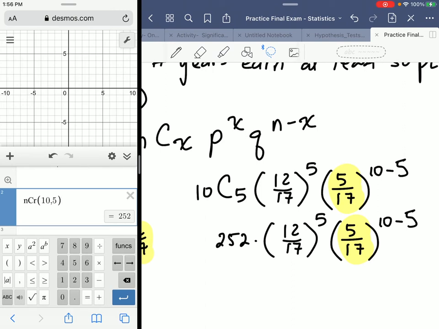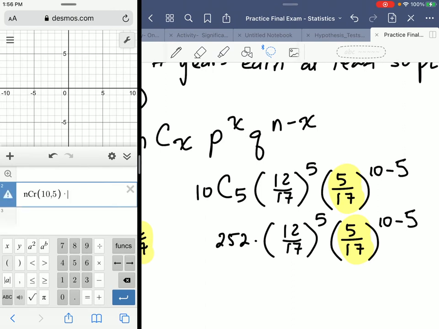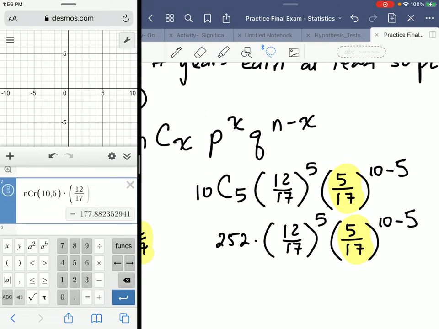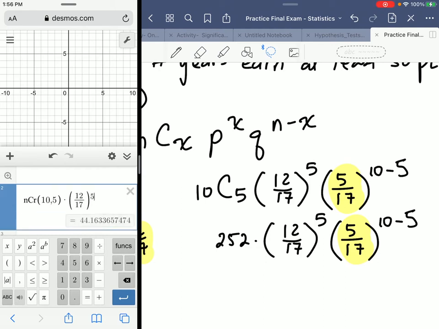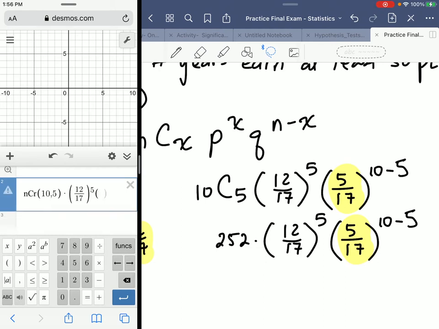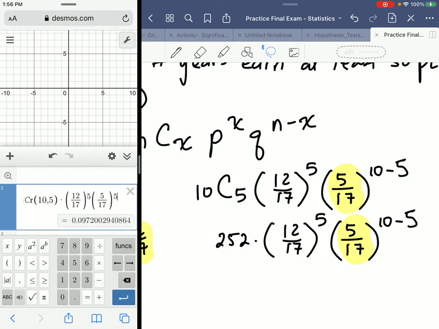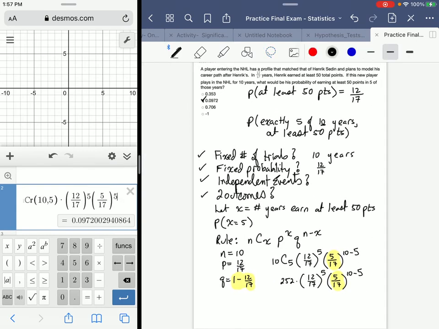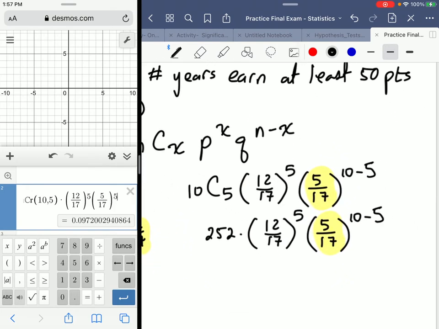So then I'd multiply this by parentheses 12 over 17, close it up, to the 5th power. Then 5 over 17, close it up, to the 5th power, 10 minus 5. And you get about 0.0972. Then you look at your choices and you see that's one of them. So we're good there. But let me show you the quicker way.